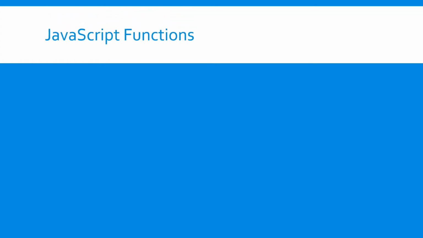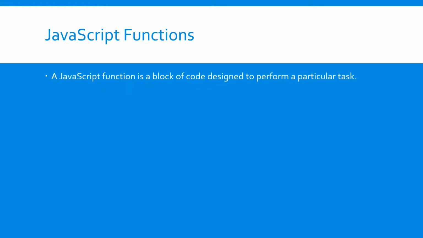So what are JavaScript functions? A JavaScript function is a block of statements, or a block of code, designed to perform a particular task. A JavaScript function is executed when something calls it, that is, when it is called or invoked.